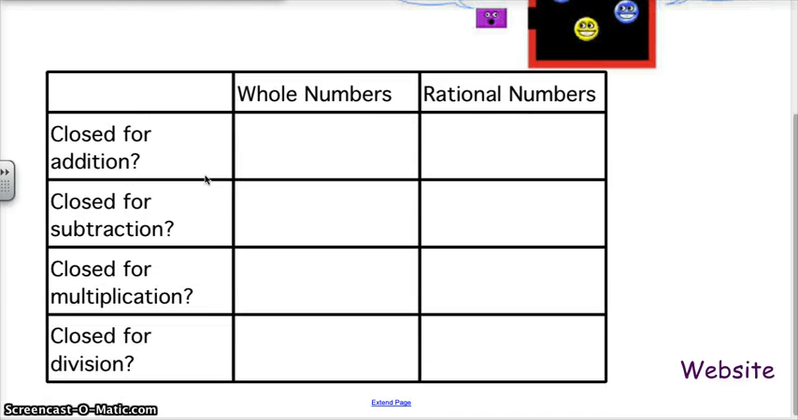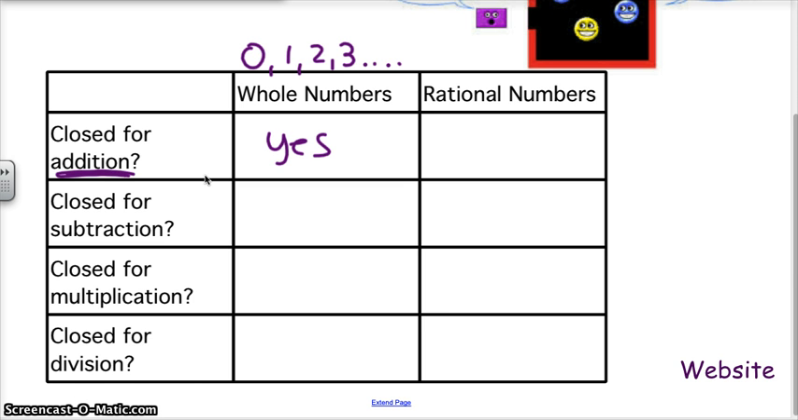If we were to take whole numbers, what are whole numbers? Whole numbers are 0, 1, 2, 3, and so on and so forth. No fractions, no decimals, no negatives. If you were to take any whole number and add it to another whole number, 0 plus 0, 1 plus 1, 2 plus 3, 5 plus 5, would you get a whole number?